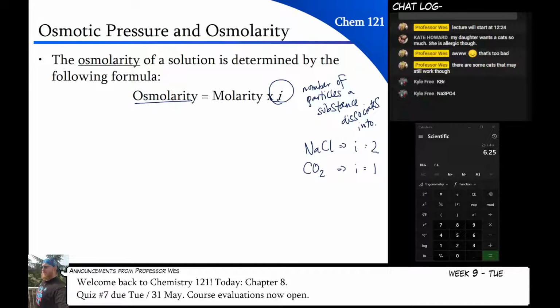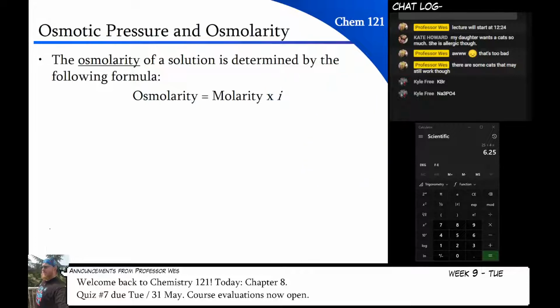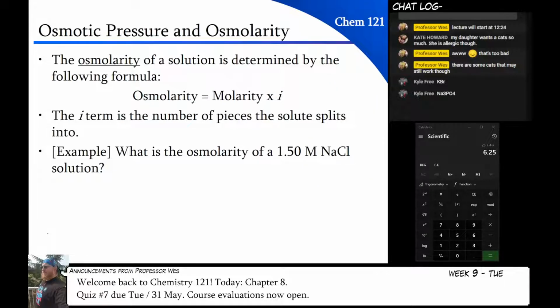So this is where the influence of the number of pieces or particles something will split into affects osmotic pressure. If it splits into 2, it's twice as effective. So let's look at an example of calculating the osmolarity of a solution. What would the osmolarity of a 1.50 molar sodium chloride solution be? Well, the molarity is 1.50.